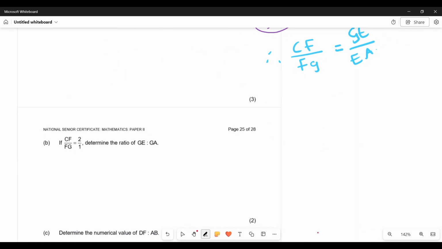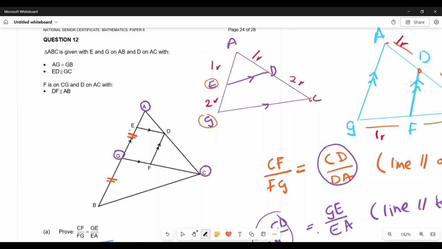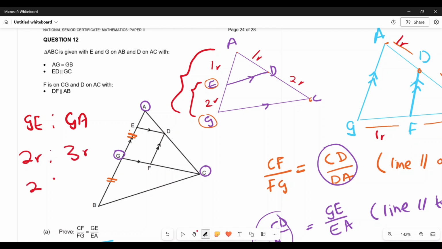Now, we need to determine the ratio of GE is to GA, right? So we need to determine the ratio of GE, which is in this triangle, to GA. The ratio from G to E is 2r, and the ratio from G to A is going to be 2r plus 1r, which makes 3r. So as a result, the ratio between these two is going to be 2 is to 3. And this would be your answer, right?